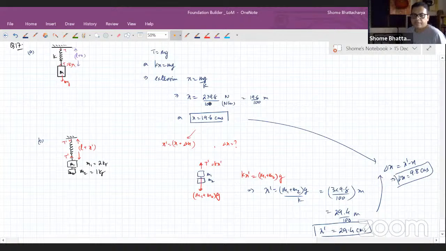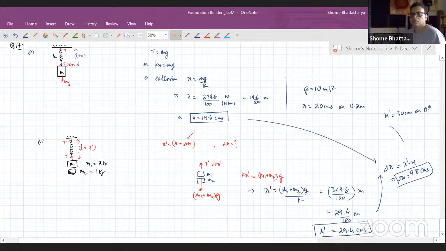I've taken g as 9.8, so I'm getting this. If you take g as 10, then you will get x as 20 centimeters or 0.2 meters, and you will get x prime as 30 centimeters or 0.3 meters. Therefore, you will get delta x as 0.1 meters. But that is if you take g as 10 meters per second squared. We have taken g as the more accurate value, 9.8.